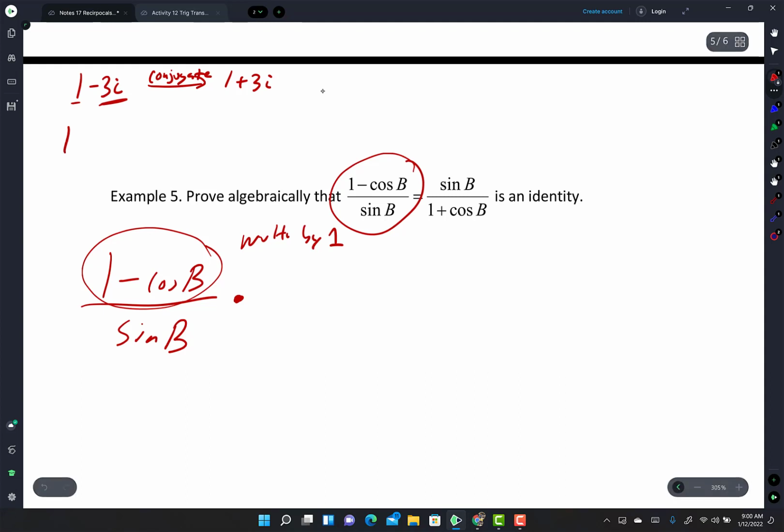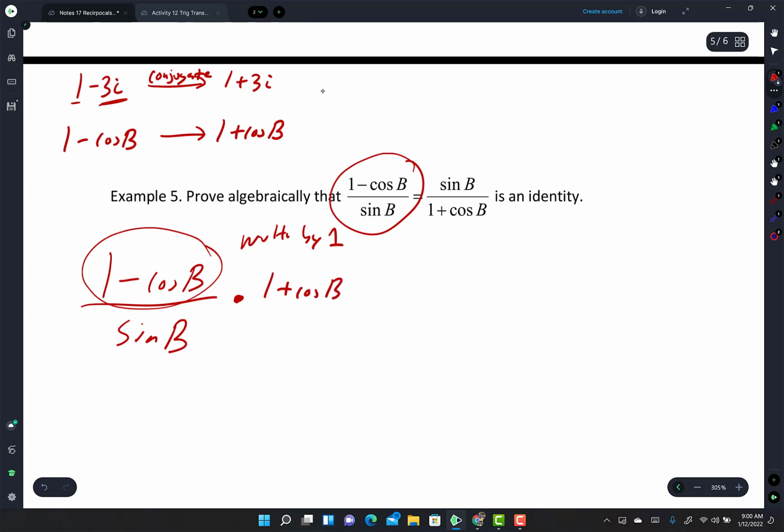So if I have something like 1 minus cosine b, if you want to be specific, the professor will probably just say the word conjugate, but he or she should be saying binomial conjugate, because there are two terms. 1 minus cosine b, the binomial conjugate is 1 plus cosine b. Does that make sense? Now, why does multiplying by a conjugate come natural to math people? Let me tell you why.